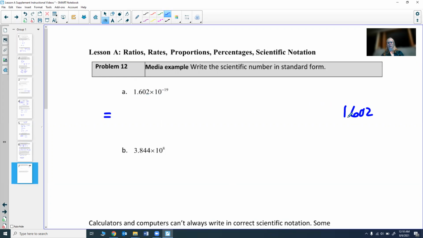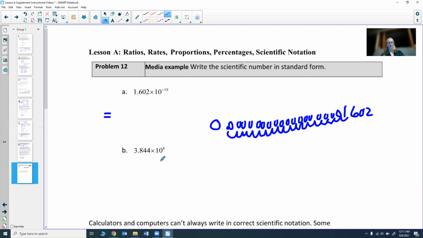And then I'm thinking about taking that decimal point and moving it 1, 2, 3, 4, 5, 6, 7, 8, 9, 10, 11, 12, 13, 14, 15, 16, 17, 18, and 19. So that decimal point is going to end up there. And then I've got to fill in the zeros for all those. So notice you have 18 zeros and the 1602. So there's a number in what we call standard form. A lot of people like to put a 0 on the left of the decimal point just so you can see that decimal point there.